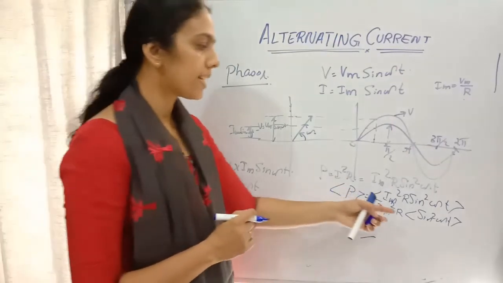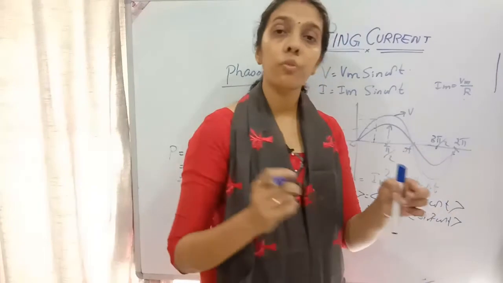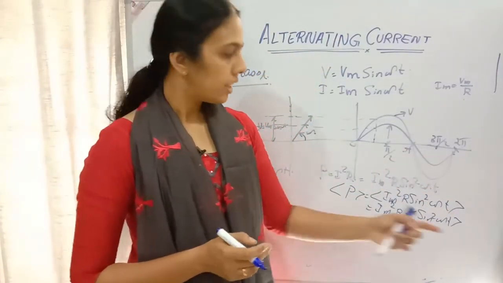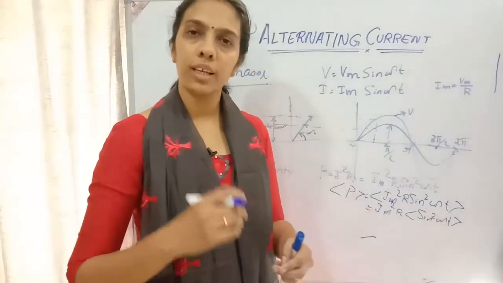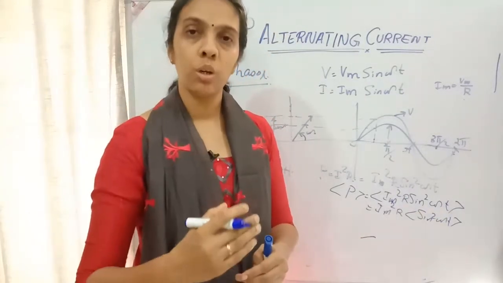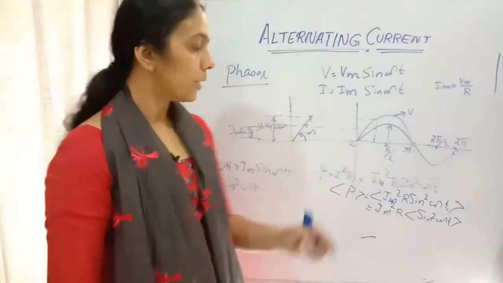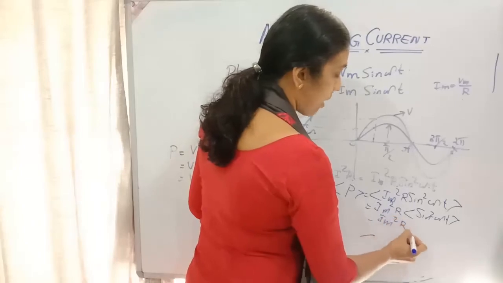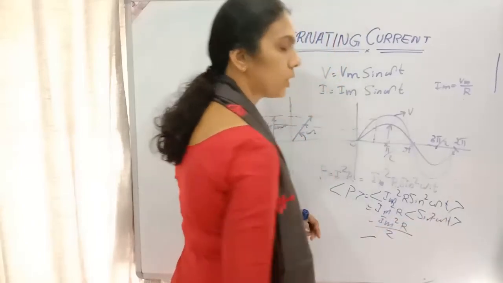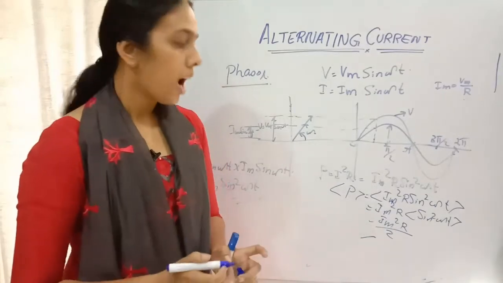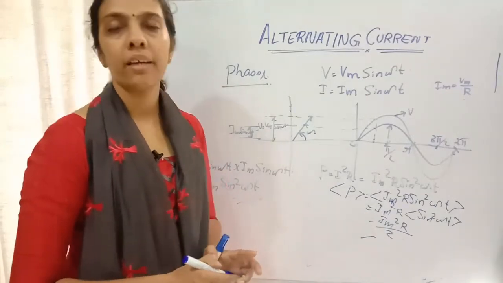This one you will study in your mathematics, how to find the average of each trigonometric function. Here sine square omega t you can convert as (1 minus cos 2 omega t) by 2. Then taking the average, you will get the value Im square R by 2. The average of sine square omega t is 1 by 2. So here average power equals Im square R by 2.